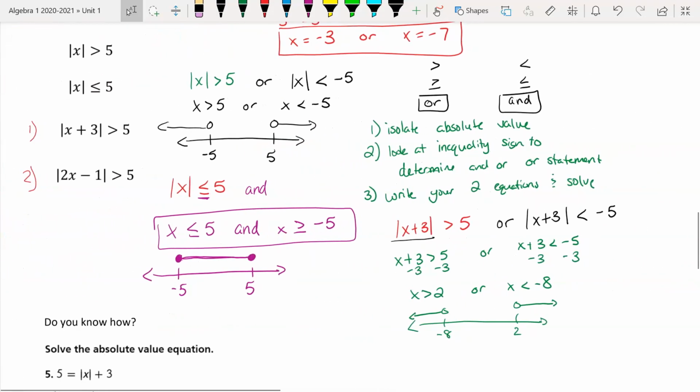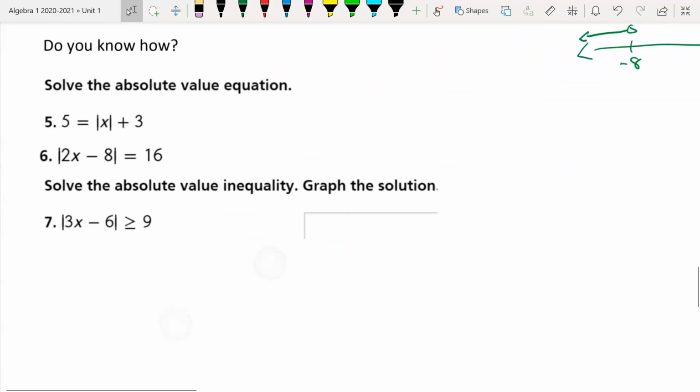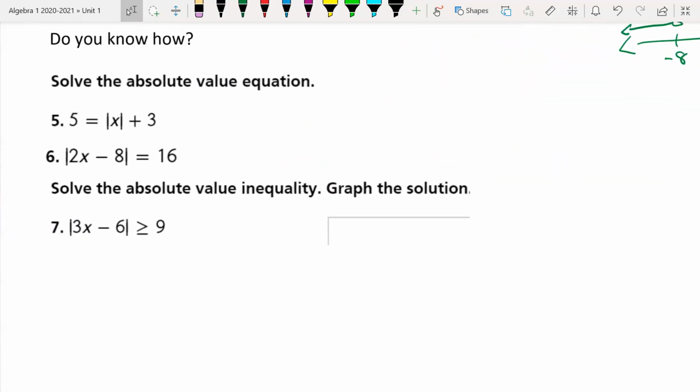All right. The last thing I want you guys to do is try these 3 problems right here. So on your own, I'm going to pause the video, go ahead and try it. I will work them out, but it is nice to see if you remember how to do this. So equal sign is different from an inequality sign.